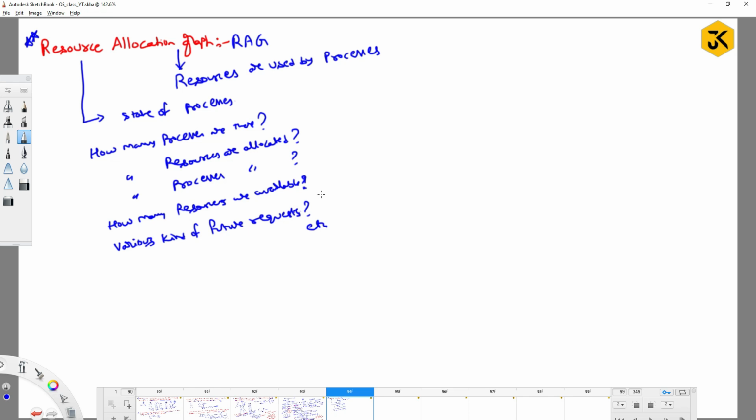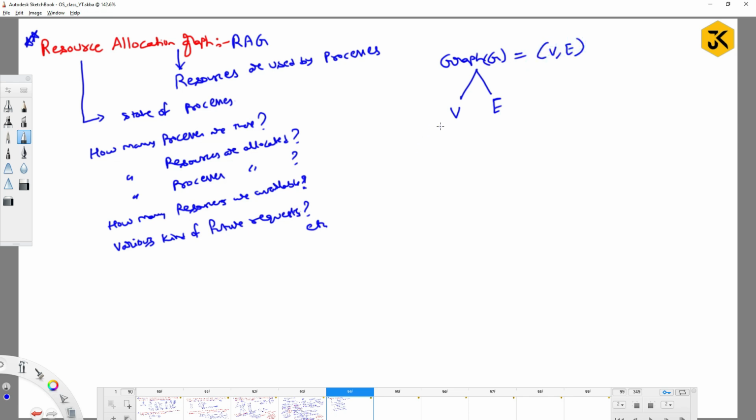And also we can define whether a deadlock will occur or not. We can define that with the help of this RAG. So generally guys, what is a graph? A graph means it's a collection of vertices and edges. Simply I can say it's a collection of vertices, edges.